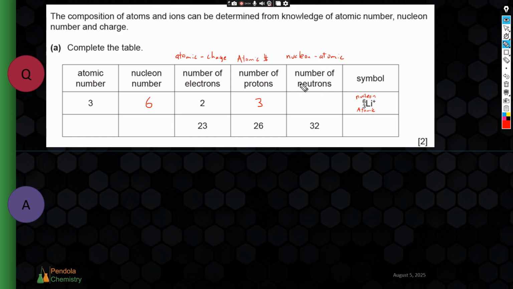Now, the number of neutrons, on the other hand, is the nucleon minus the atomic number. The nucleon number we have is 6. The atomic number is 3. And so the number of neutrons is 6 minus 3, which is 3. That gives us the first line. So that gives us 1 point. I would recommend that whenever you see these symbols, you double check that you have the charge on there, the nucleon number and the atomic number, because sometimes they will give you partial symbols and they have stuff missing that you have to fill in, but not in this case.